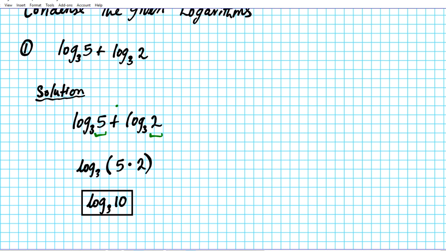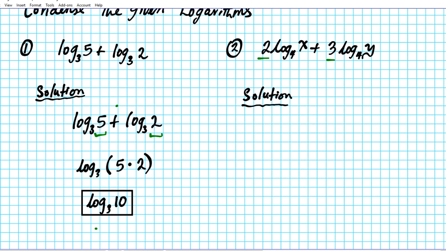All right, let's take a look at another example, question 2. What if we have 2 log base 4 of x plus 3 log base 4 of y? So we see the difference between these two, other than the fact that the logarithmic arguments are variables. You notice that we have coefficients present. So we have a 2 and a 3, and those have to be taken care of before we can condense our logarithms using the appropriate properties.